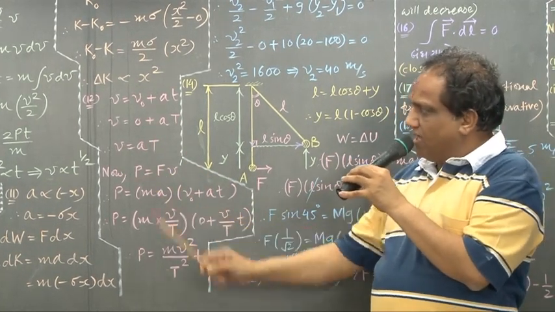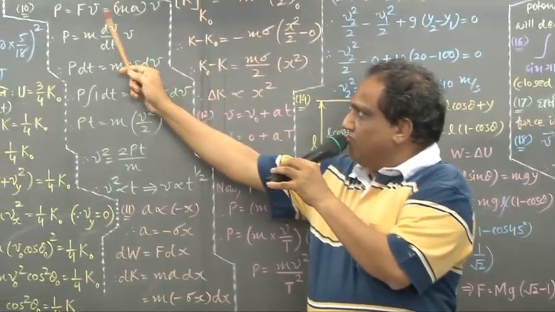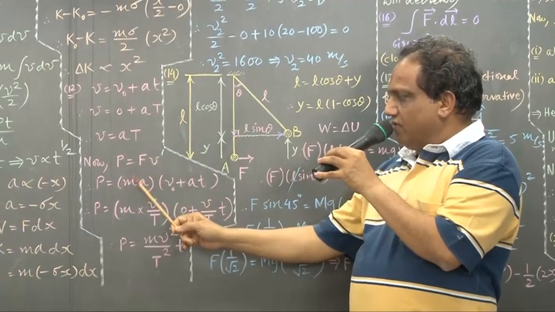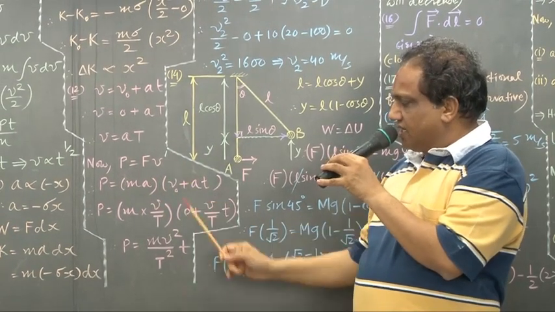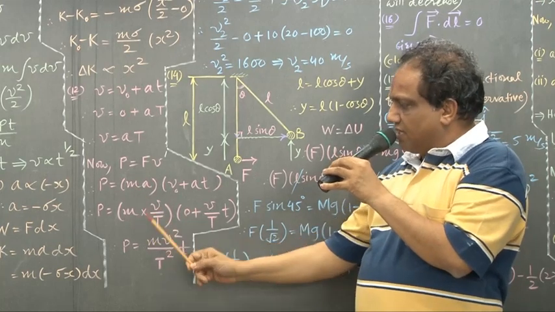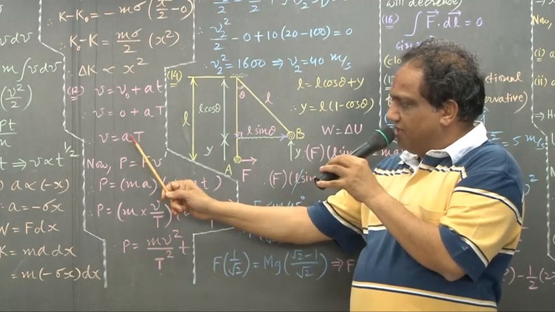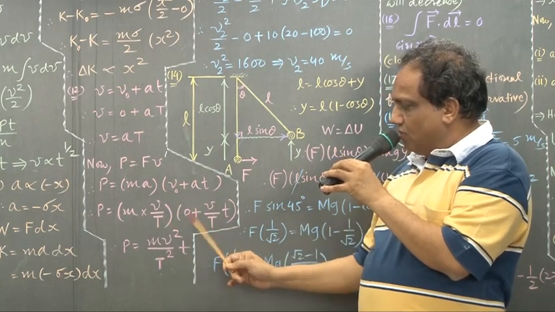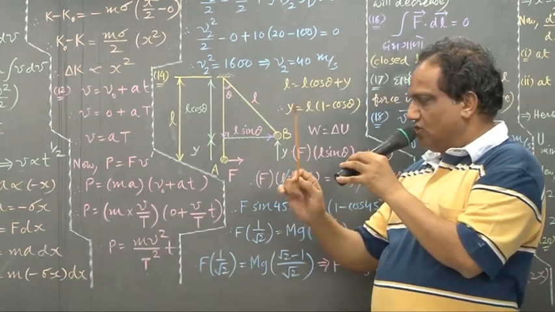Now the power formula everybody knows: it is force into velocity. Now velocity I am taking as v dash. F equals ma. v dash is once again v0 plus at. m as it is. Come on, find out a from here. a will be v upon T. v0 is 0 because the body starts its motion from the position of rest.